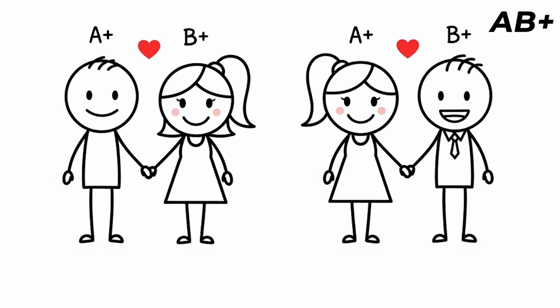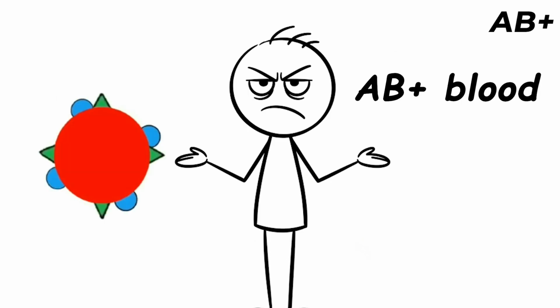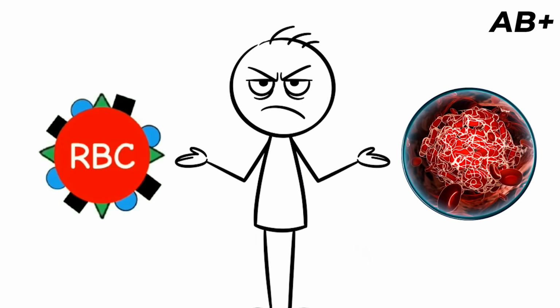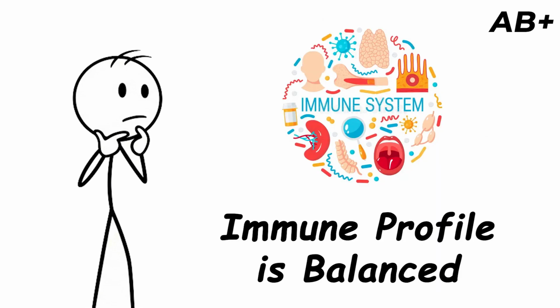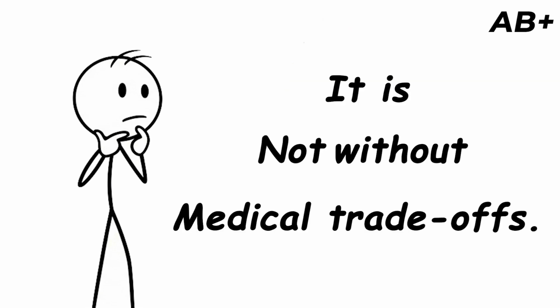years. With both antigen systems present, AB positive blood offers broad tolerance to foreign antigens, but increases clotting proteins and inflammation markers, raising the risk of vascular conditions. Their immune profile is balanced, yet it is not without medical trade-offs.